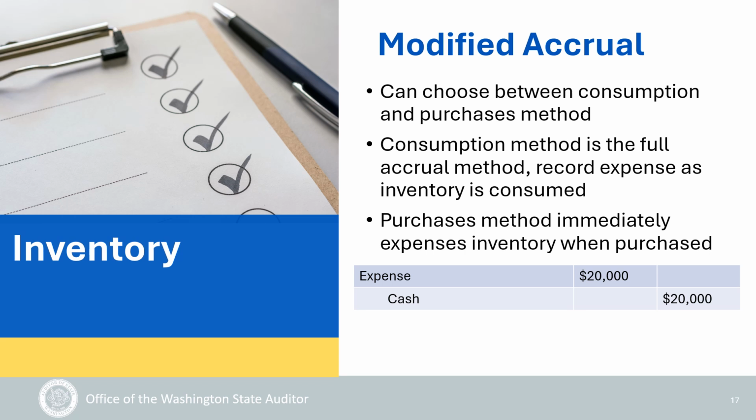Governments are required to adopt a policy that chooses between these two methods, and you need to consistently apply the chosen method, meaning you shouldn't use purchases method one year, then switch to consumption next year. If you switch methods, you need to have a good reason for it and then use that method going forward. This choice also needs to be disclosed or explained in your notes to the financial statements.